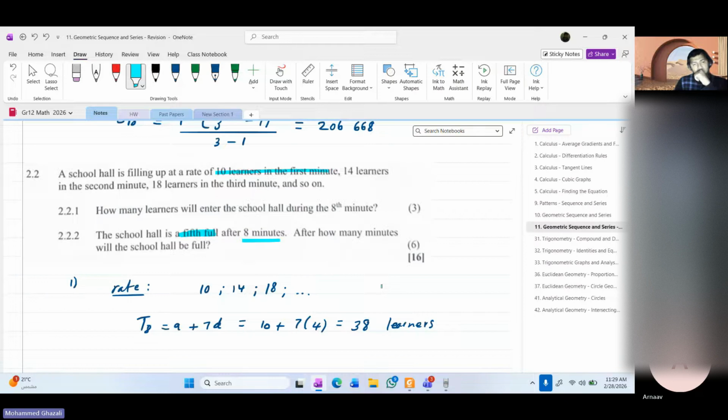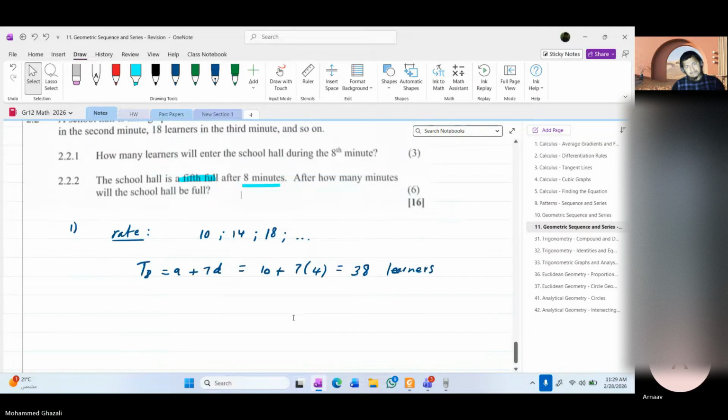After how many minutes will the school hall be full? How are we going to solve this question now? The second part: the school hall is a fifth full after 8 minutes. So we need to calculate the sum, because remember, we're looking at the capacity, how many learners can sit in total. And they're saying it's only a fifth full after 8 minutes.